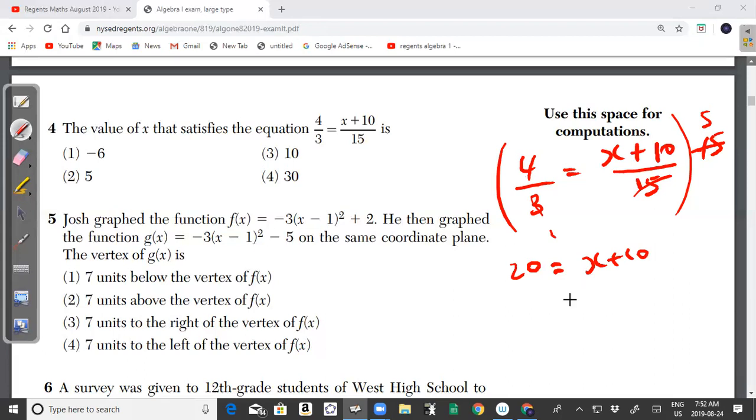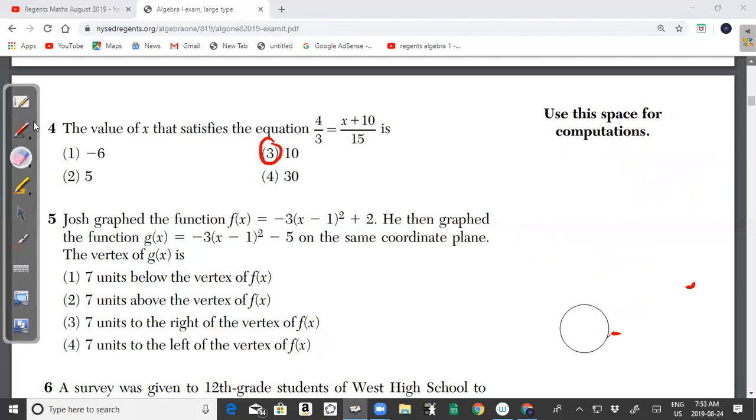Then I can solve for x by subtracting 10 from both sides of the equation. You will see that if I do that, then I will get 20 minus 10 is 10, is equal to x. So for question 4, the answer is choice 3. So x is equal to 10. That's one way of solving the equation, by multiplying the equation by the LCM.